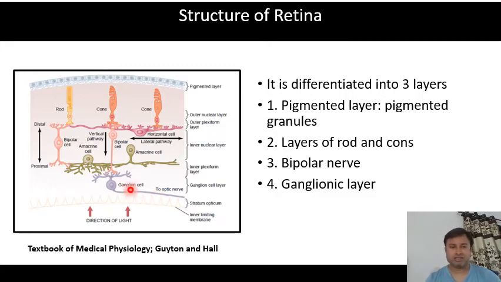Apart from these layers, different cells are also present, like between the rod cells and bipolar cells. These are called horizontal cells. They are present here, and they form the outer plexiform layer. In the same way, there is the amacrine layer, which is present in between the bipolar cells, and it forms the inner plexiform layer. So this is the direction of the light. Light is coming from this direction and falls in this direction.